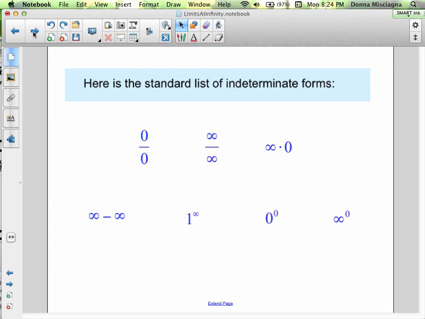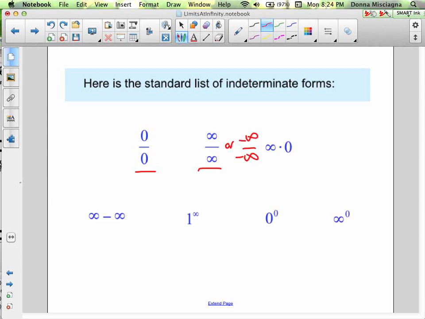And the last thing I'm going to go over is a standard list of indeterminate forms. So far, we have seen this one. We have seen this one. And by the way, there's also negative infinity over negative infinity. So we've seen those two. We haven't seen the other ones. Coming up in a later podcast, we'll be seeing this one, and a little later on we'll be seeing all the other ones.